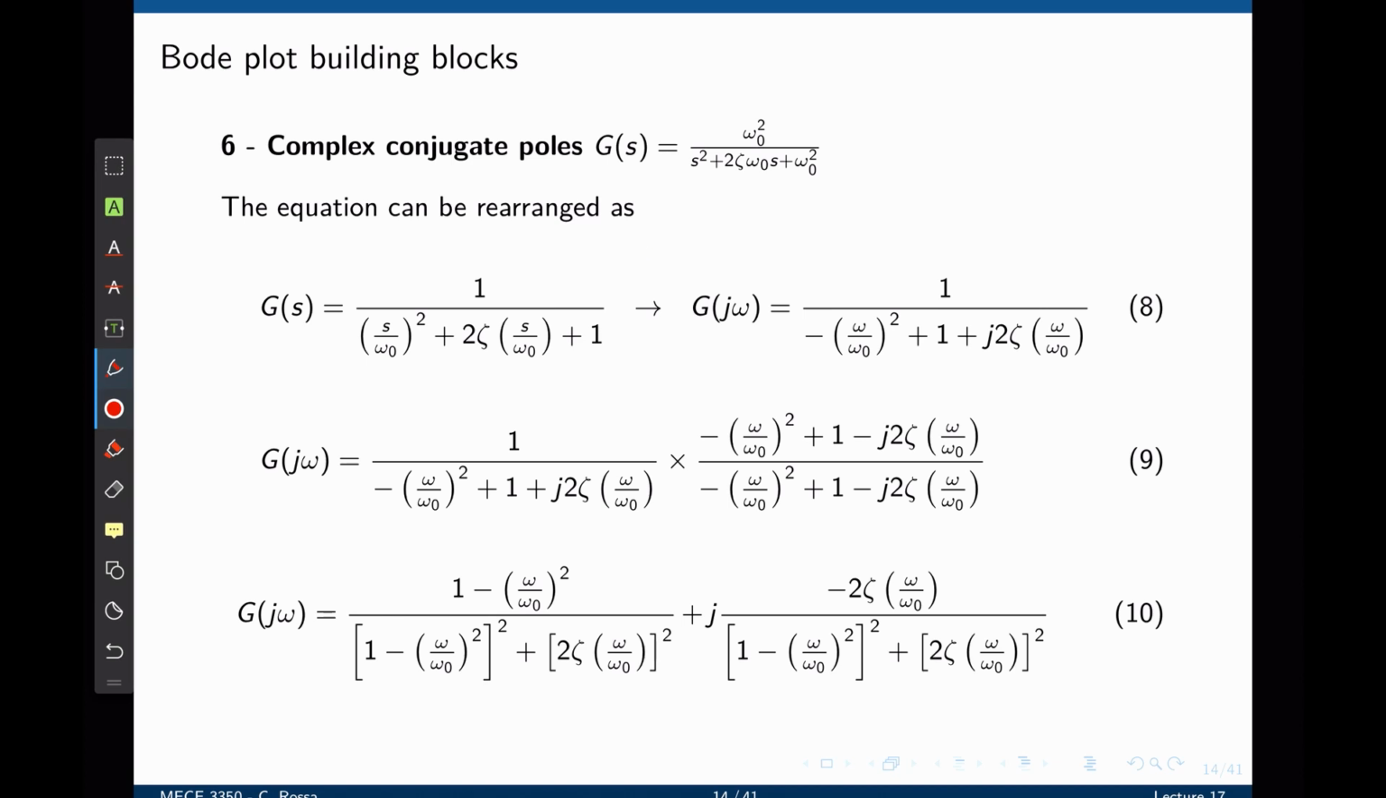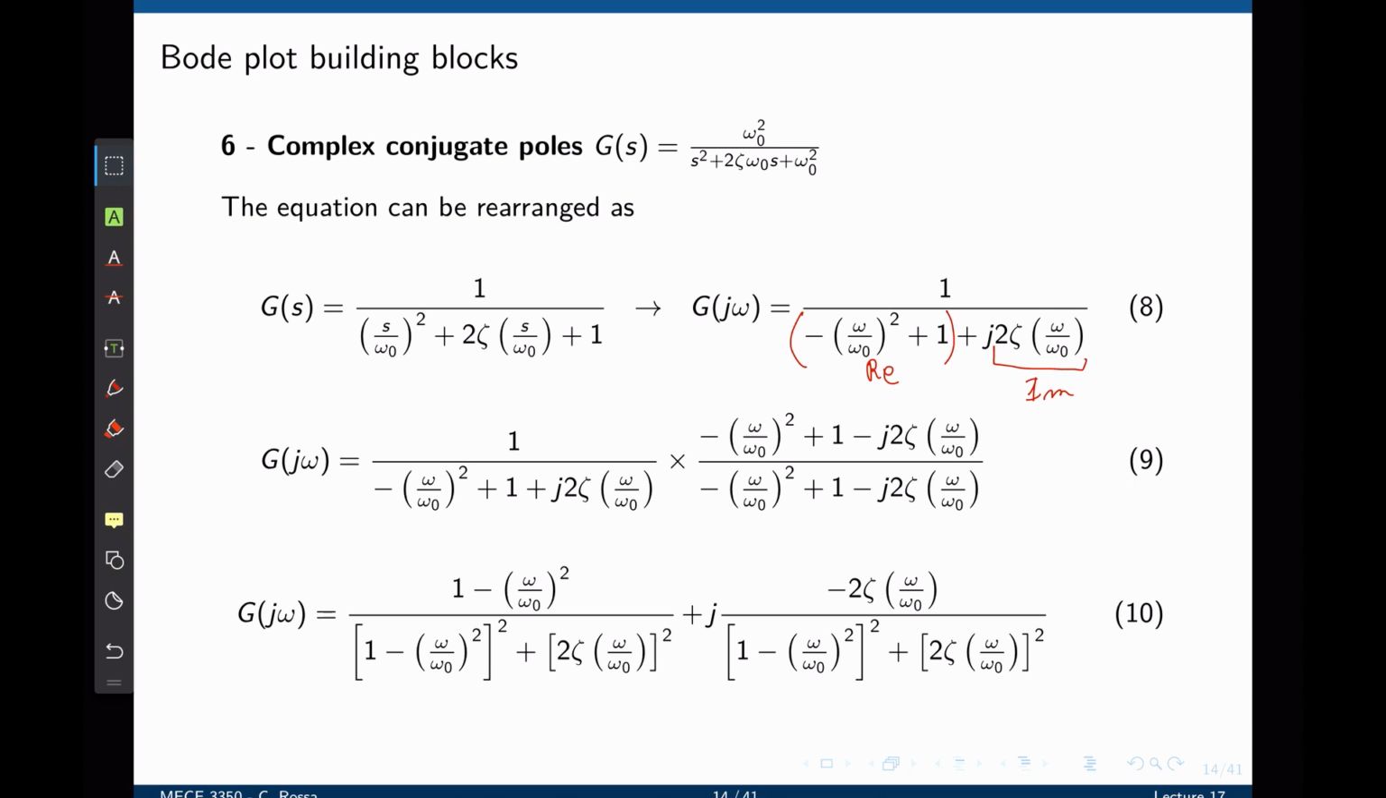To do that, we can now replace s with j omega. The first term here becomes j omega over omega 0 all squared. J squared is negative 1, so you have negative omega over omega 0 squared. The second term simply becomes j omega, and the last term is not affected. After this manipulation, we can clearly see the real part of the denominator and the imaginary part of the denominator.